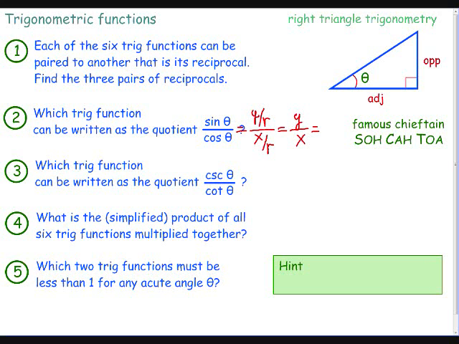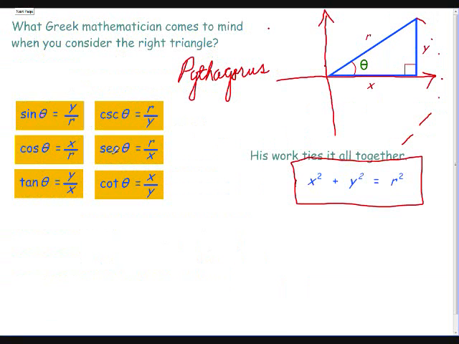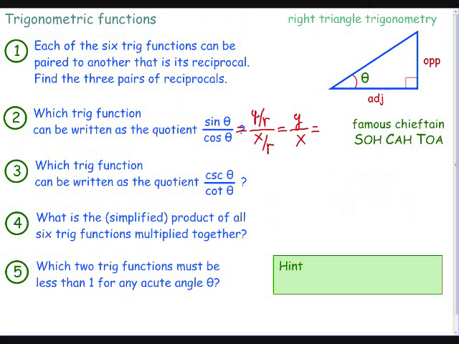Let's go back a moment. Which of these is written as, here it is, y over x? So the answer is tangent theta. It could be written as the quotient sine theta divided by cosine theta. We're going to spend so much time looking at the relationships between these, so start to get used to it.